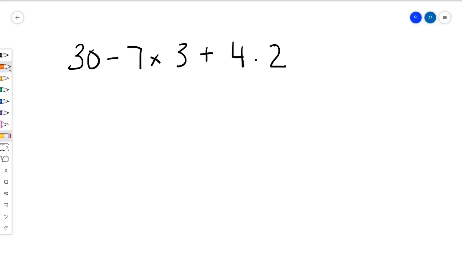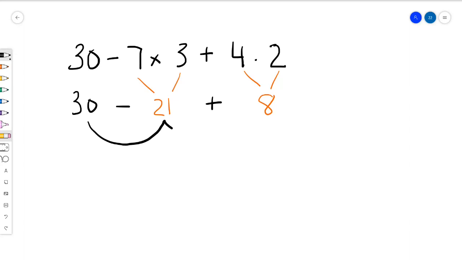So I see here that I have multiplication here and multiplication here. So 7 times 3 is 21, and 4 times 2 is 8. I have to do those first. Now let's come back and copy the rest of our information back down again. Now I'm left with subtraction and addition, and I can just work those left to right. So 30 minus 21 is 9, plus 8, that's 17. Remember, work your multiplication and division left to right, then work your addition and subtraction left to right.